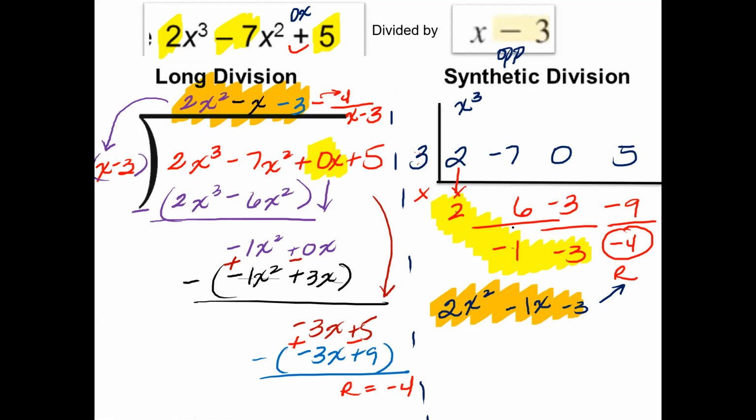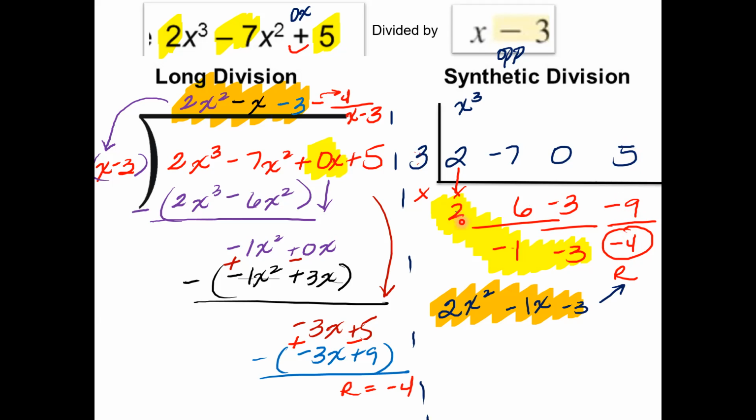And then from here, you're going to go ahead and take the divisor again, which is 3, times the negative 1, which gives you a negative 3. You're going to add this. Do not distribute the negative. Do not subtract. 0 minus 3 gives me a negative 3. 3 times negative 3 is a negative 9. 5 minus 9 gives me a negative 4. This right here is going to be a remainder.